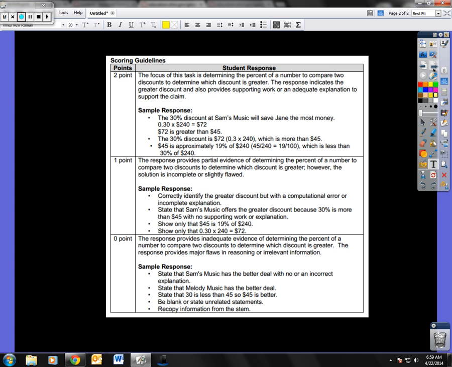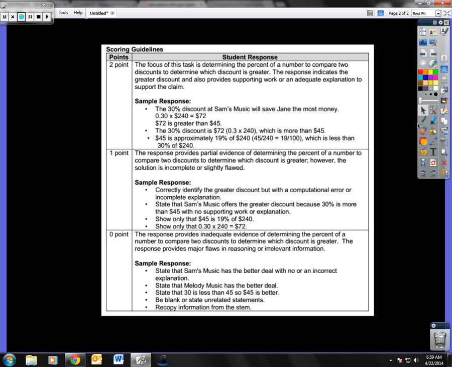Now, boys and girls, I want to let you see how they score these. On this next page, they actually show how they score these. They didn't quite go into the detail that I went to. You see here, 2-point response. The focus of this task is determining the percent of a number to compare two discounts to determine which is greater. The response indicates the greater discount and also provides supporting work or an adequate explanation to support the claim. 30% at Sam's will save you $72. $72 is greater than $45. I could have stopped right there. I actually did a little bit more work than I needed to.